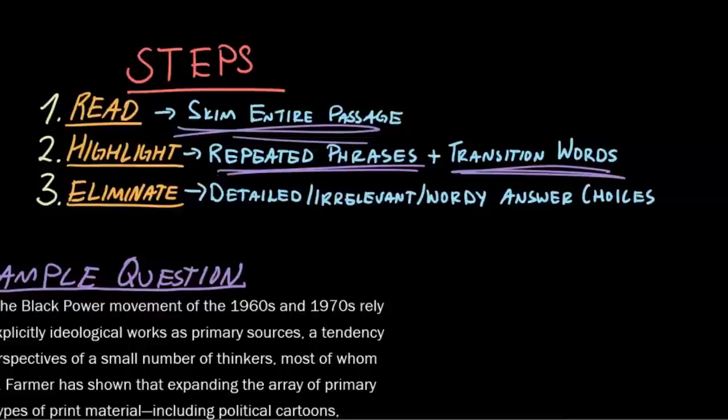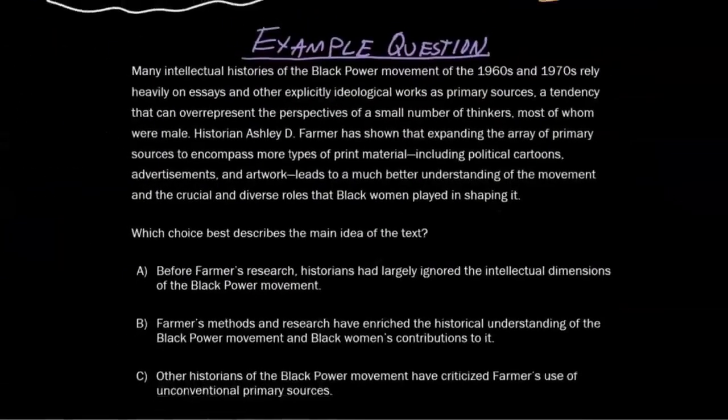Next, we're going to eliminate anything that's too detailed or too wordy. If it's too detailed or too wordy, it's probably not the answer, because you cannot have a main idea that's super detailed. It has to encompass the entire passage, not just part of it. And of course, if you've got an irrelevant answer, you have to cross that out. Let's take a look at an example question here.